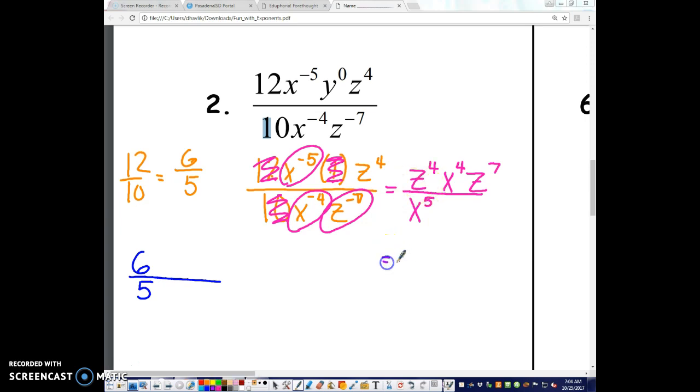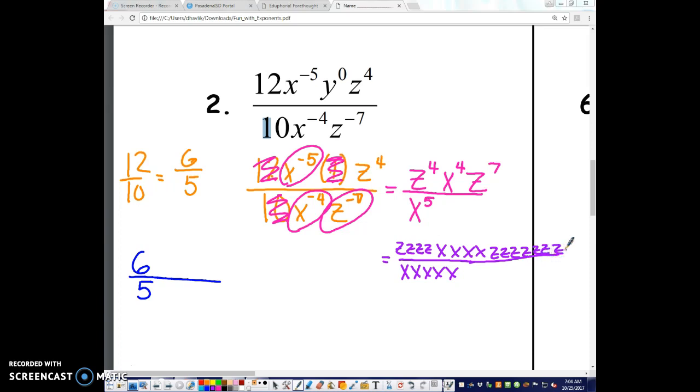Now, let's write it out and see what we have here. So there are 4 z's: 1, 2, 3, 4. And there are 5 x's on bottom: 1, 2, 3, 4, 5. 4 x's on top: 1, 2, 3, 4. And then 7 z's on top: 1, 2, 3, 4, 5, 6, 7.